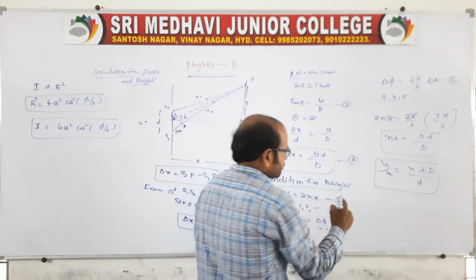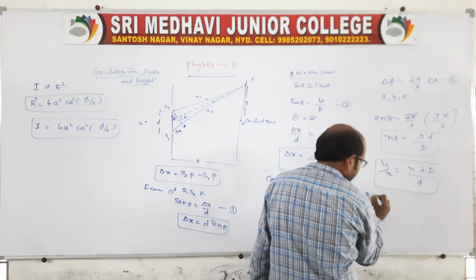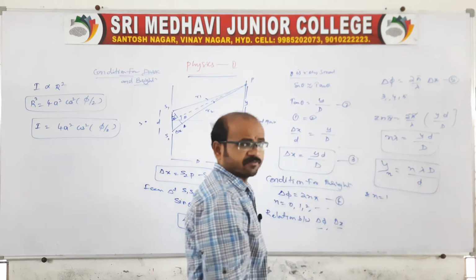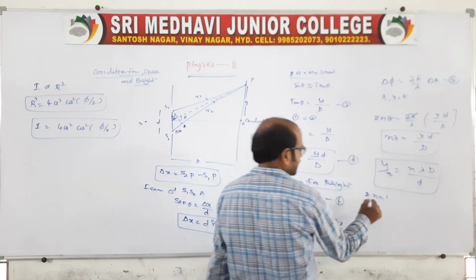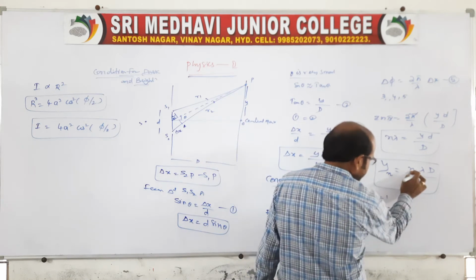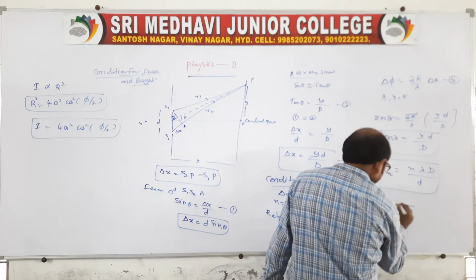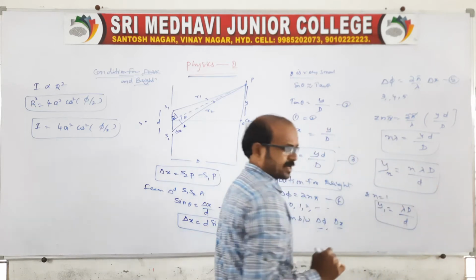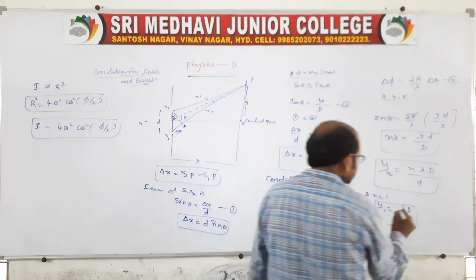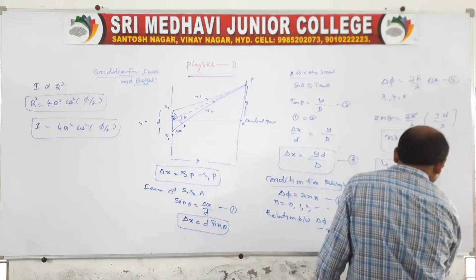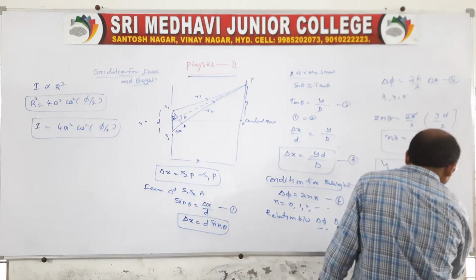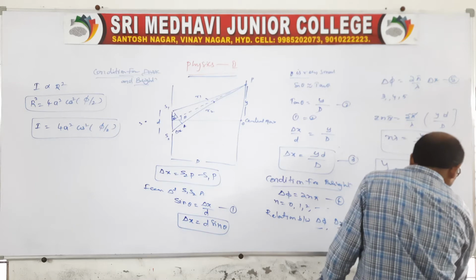Suppose you want the first bright band: take n equal to 1, so y1 is equal to lambda D by small d. Likewise, for the second bright band take n equal to 2, and we get y2 is equal to 2 lambda D by small d.